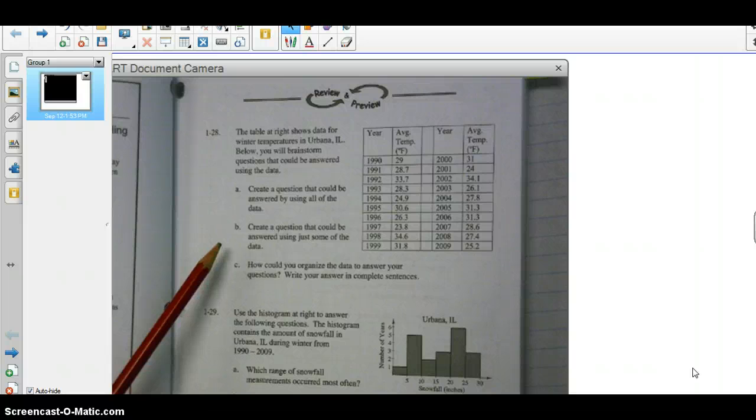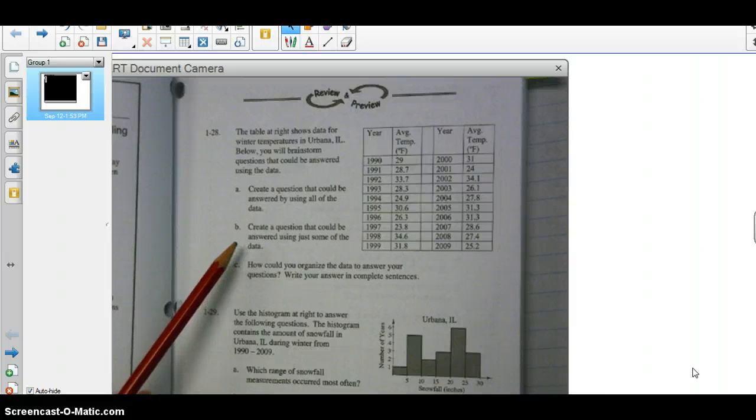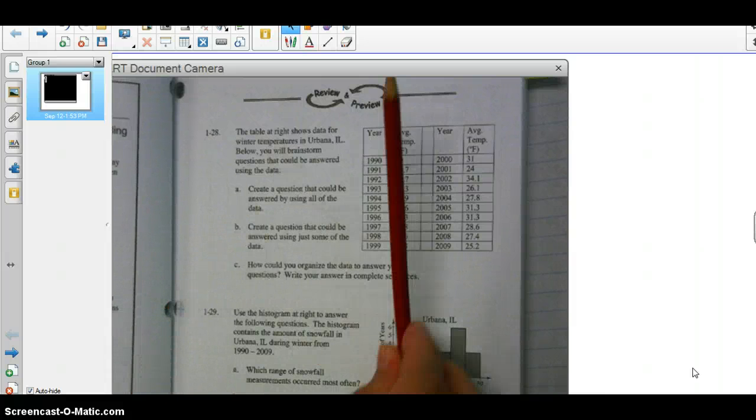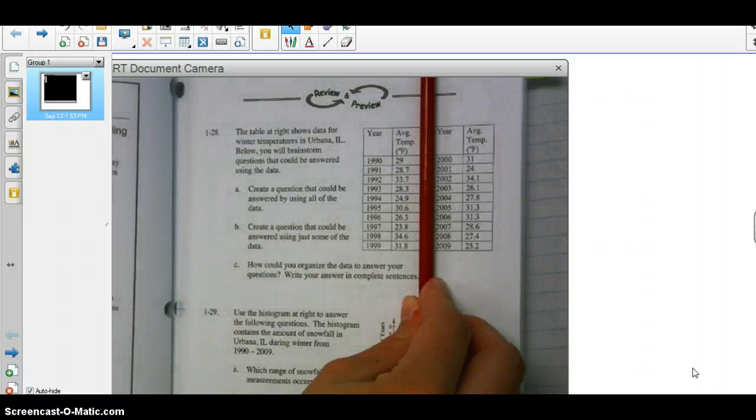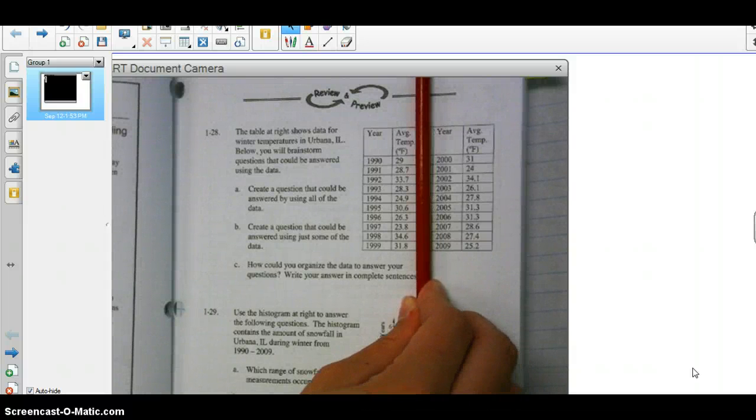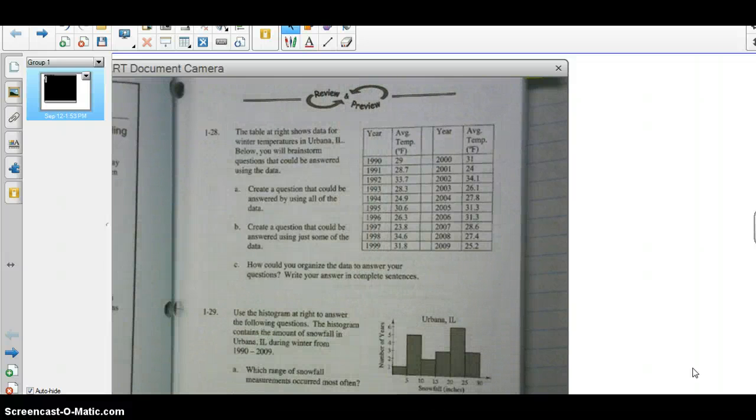For B, when you're ready, it says, create a question that could be answered using just some of the data. So maybe you want to take a look at only using half of the table. What's a question that you could ask only using maybe half of the data on the table? Take some time to do that now. Pause the video as you're working.